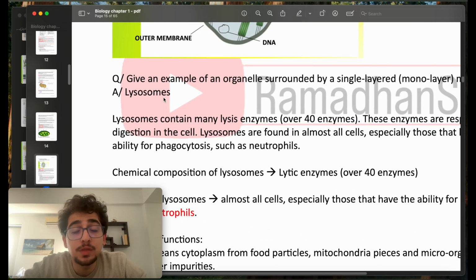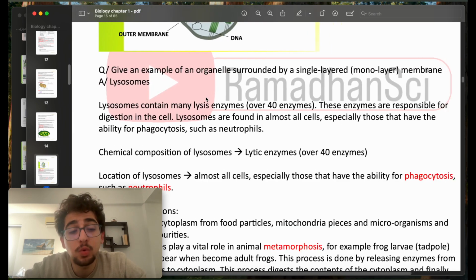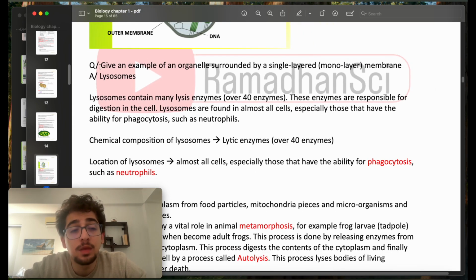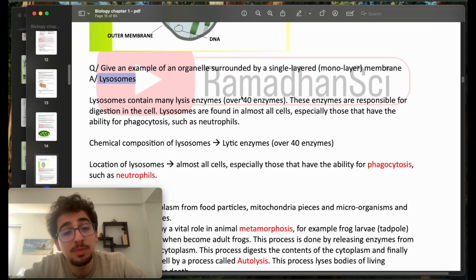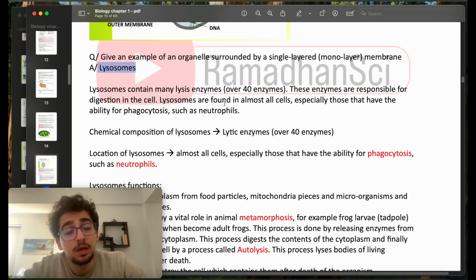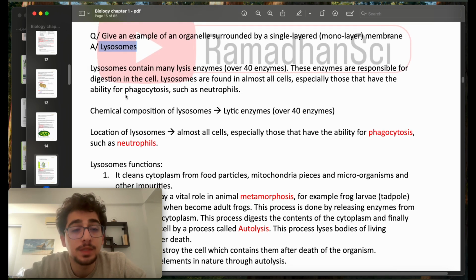This is very important: if they give you a question telling you to give an example of an organelle that is surrounded by a single layer or monolayer membrane, the answer is lysosomes. Lysosomes are surrounded by a single membrane, a monolayer membrane, a single layered membrane.